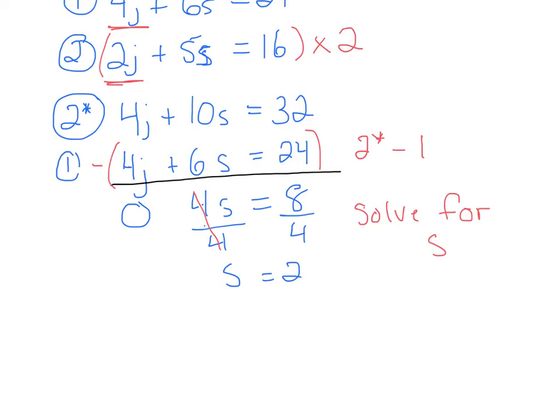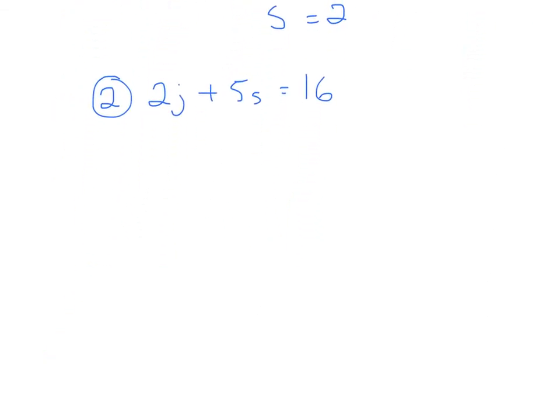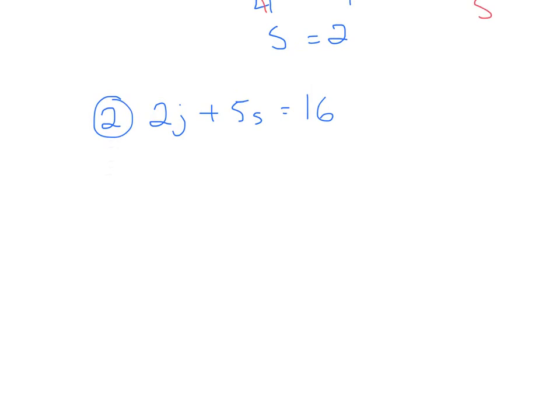Next up, I'm just going to plug that back into either equation 1 or 2. So I'm going to sub it back into 2. I have my equation 2, my original one: 2j plus 5s equal to 16. Just going to give myself a little bit of room here. And I know that s is going to equal 2, so I can put that in. So I have 2j plus 5 times 2 equals 16. And then I just isolate and solve for j. So 2j plus 10 equal to 16.